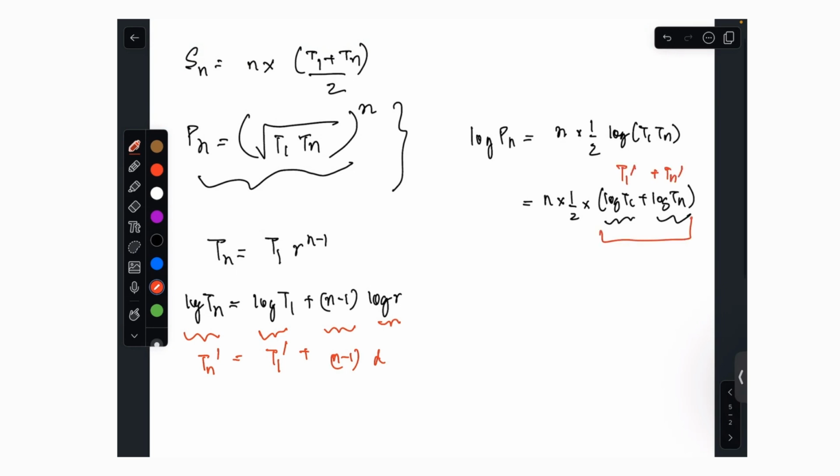Knowing this, it inspires two important things which you're going to mark. These two are called the arithmetic mean and the geometric mean here.